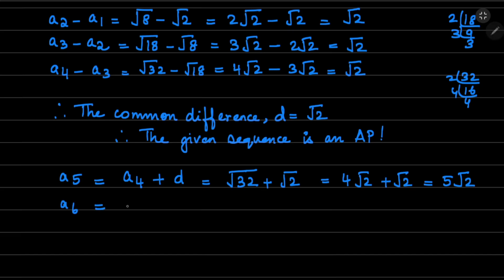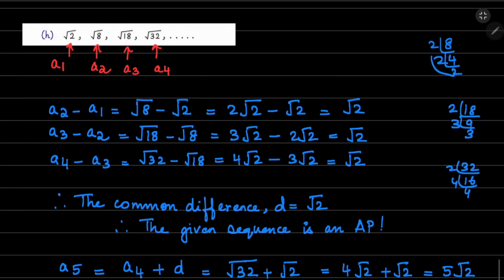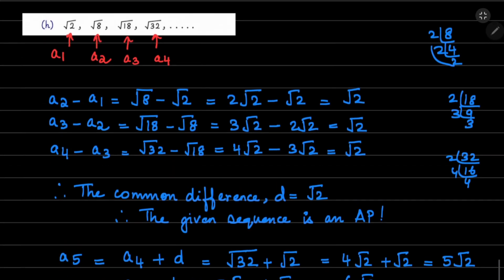What is your sixth term? The fifth term plus d. What is your fifth term? 5 root 2. Plus your d is nothing but root 2, which is equal to 6 root 2. What is your A7? It is A6, sixth term plus d. A6 is 6 root 2 plus root 2, which is 7 root 2. Okay, so these are the next 3 terms. So that's how you have to do.